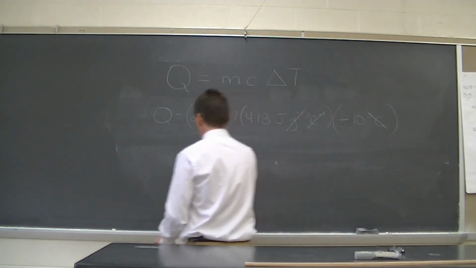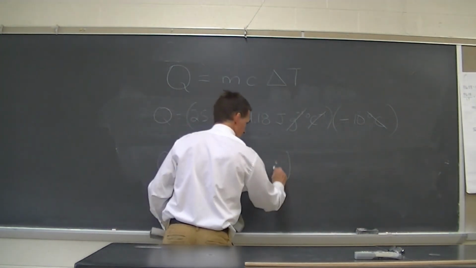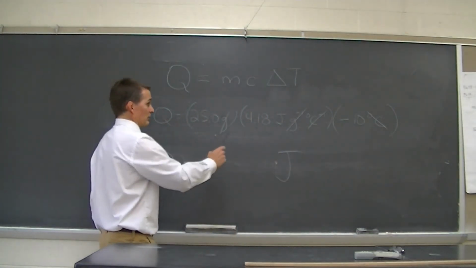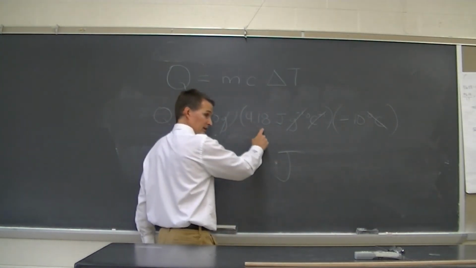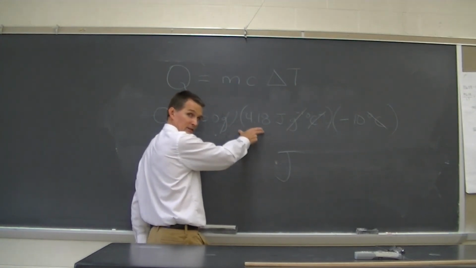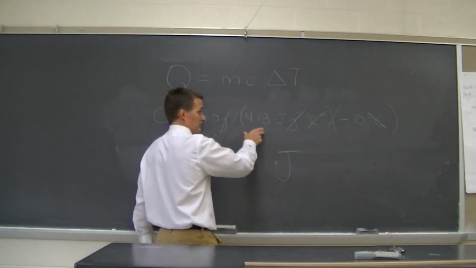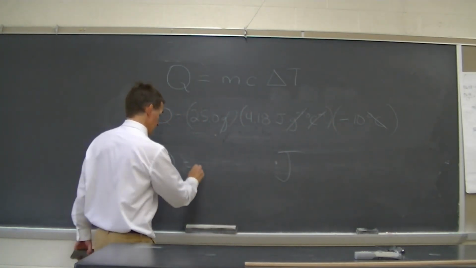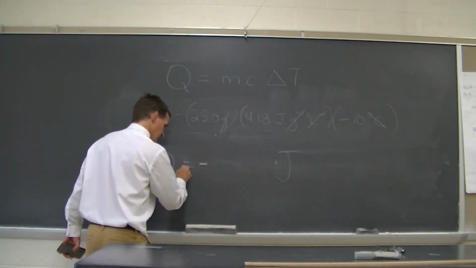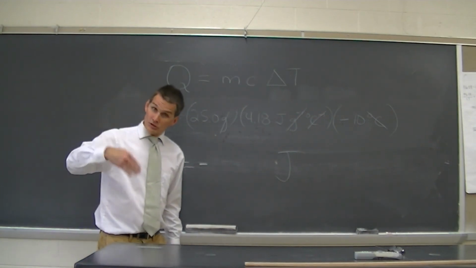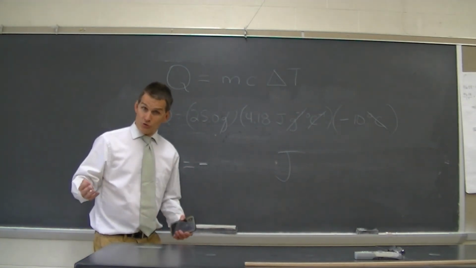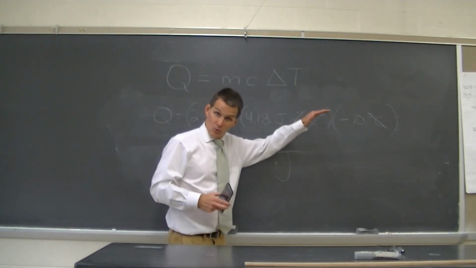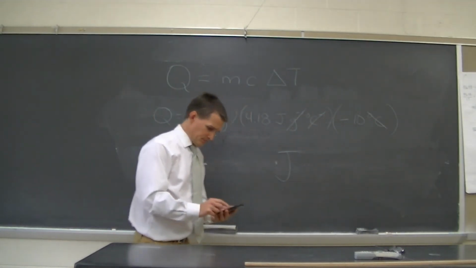Let's see, my Q will be in joules. And now I just got to multiply the numbers together. Now notice, when I take this positive and multiply it by this positive, that'll give me a positive result. When I take that positive result and multiply it by a negative, that's going to give me a negative. So in this case, Q is negative, indicating that the water loses energy. It goes through an exothermic change. And that's borne out by the fact that the water drops in temperature.